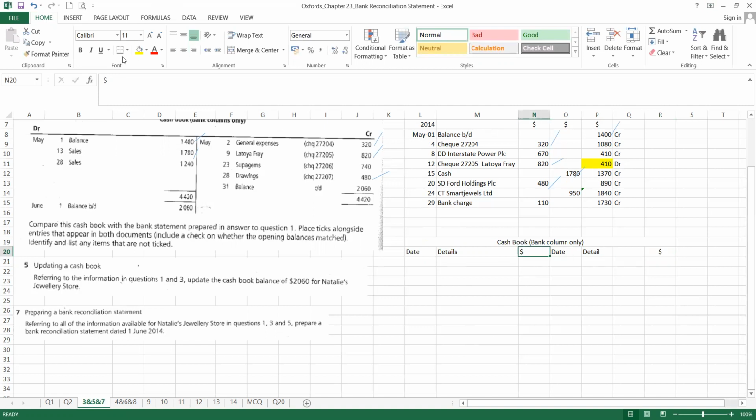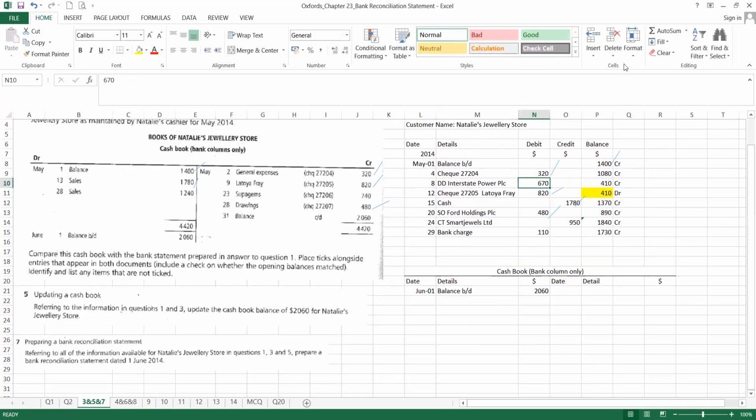So now we have this debit balance, June 1st, balance brought down. The amount is 2060. The next ones, 1, 2, and 3, we didn't put a tick. Now we have to update the cash book. The debit here will appear in the credit here. So we put June, because we are doing the bank record. We just want to update the new balance, so use back the same month.